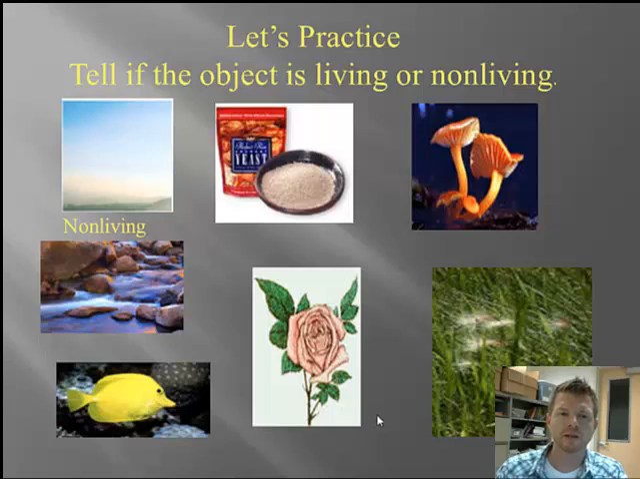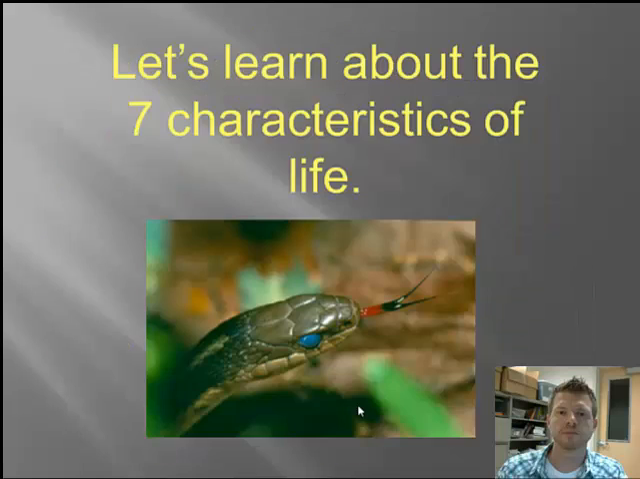Number 1, we have some air, so that's non-living. Yeast, used to make bread rise and for other baking products, is living. This fruiting body of a fungus is also living. Water is non-living. There's a lot of living things within the water, but the actual chemical composition of water is not living. Fish is living, the rose, and the grass. Those are all living things.